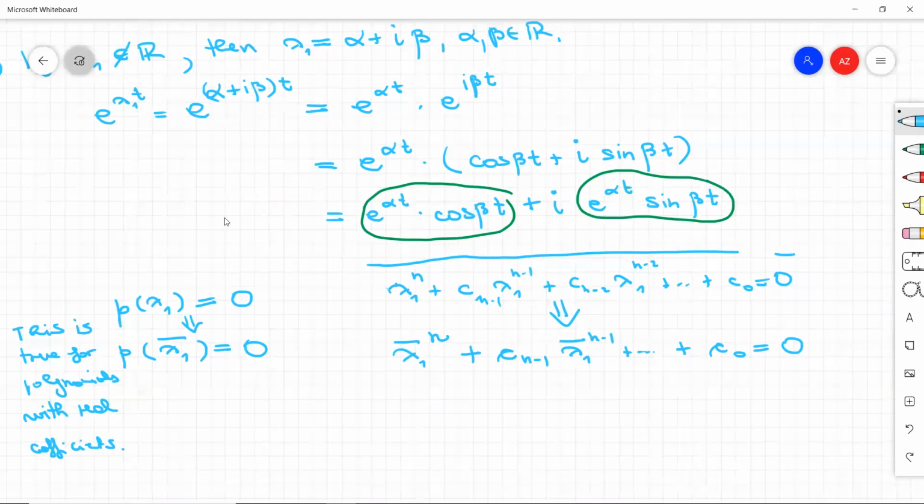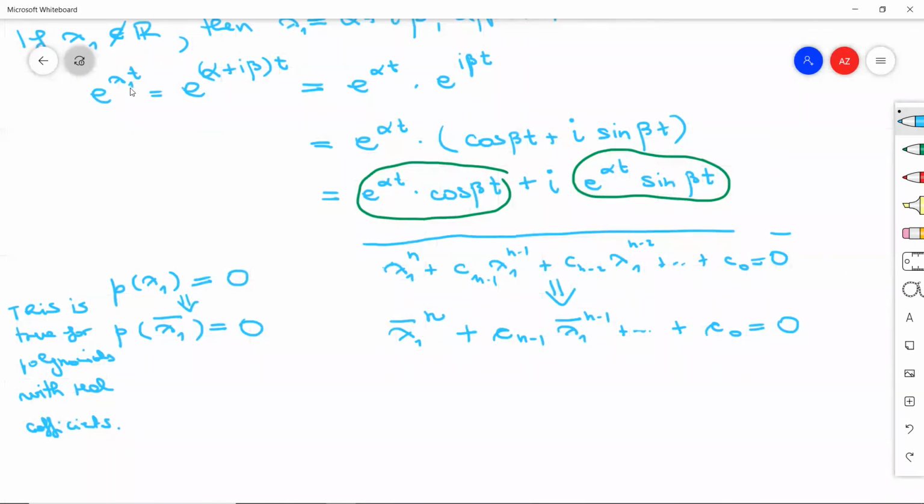Okay, so e to lambda 1 t is a solution. What we just proved is that e to lambda 1 conjugated t is also a solution of the ODE. Okay, now we just repeat this derivation above.